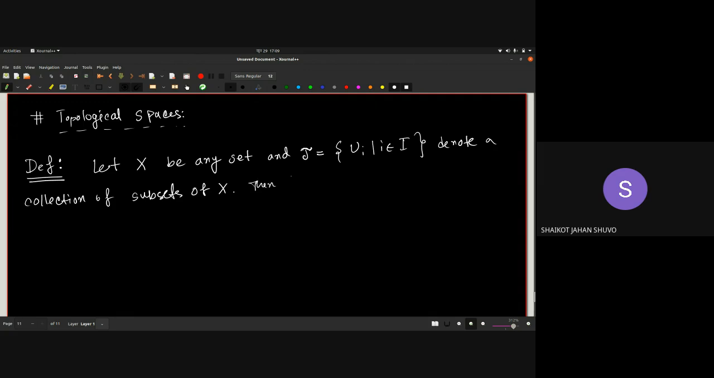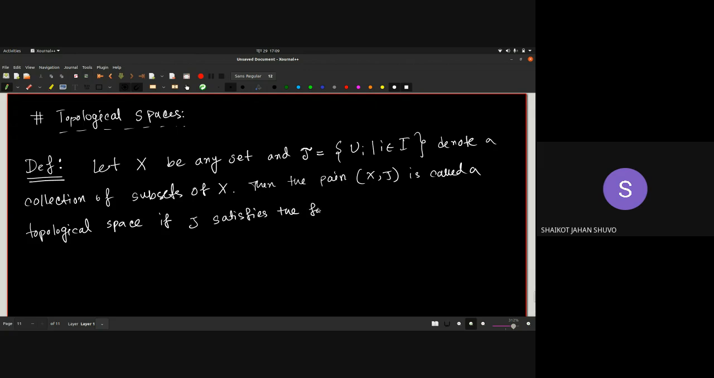Then the pair (X, tau) is called a topological space if tau satisfies the following. The first condition is that your null set and the set X should belong in tau.